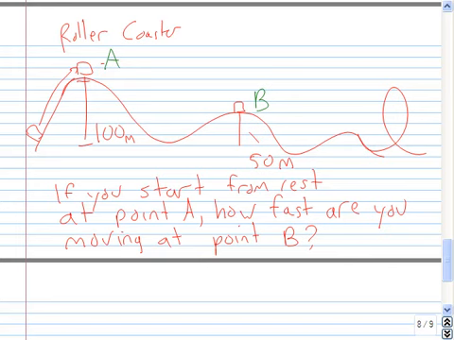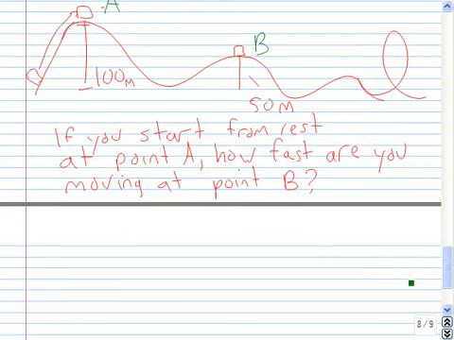Hey, so I wanted to go over this roller coaster problem we were looking at in class. So you're at point A, this roller coaster at rest, and you want to figure out how fast you're going to point B. First of all, energy is conserved because there's not a lot of loss to heat, sound, or light. So let's write that down.